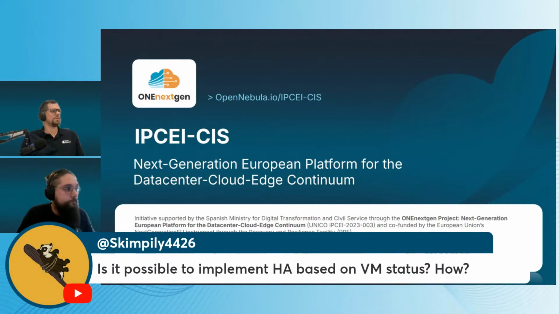And then we have an additional one. Is it possible to implement the HA based on VM status? And if it's possible, then how?